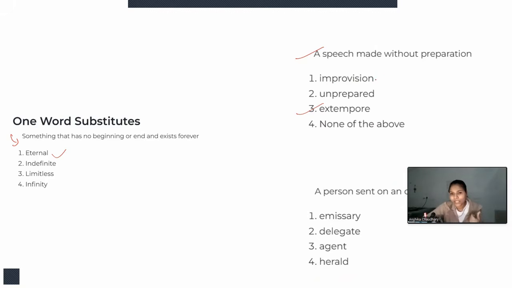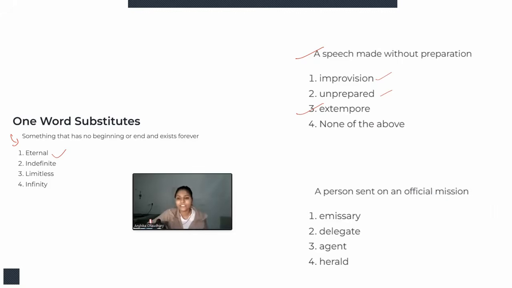What is improvisation? Improvisation is an act done without preparation. Unprepared means lack of preparation, not completely prepared. And extempore is when you have given your speech and you were not prepared, randomly. So that's what extempore means.